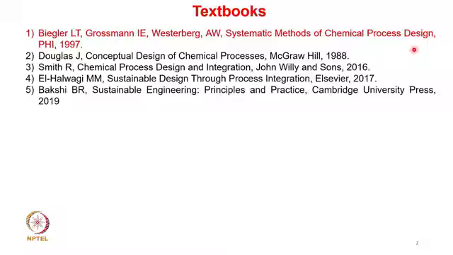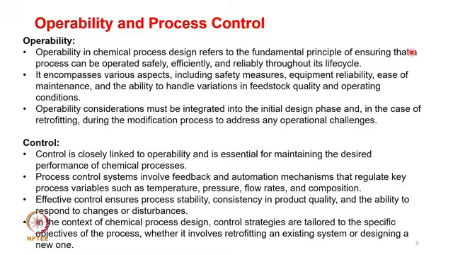So, again if we move on, the textbook that we always use for this particular topic is Wigler, Grossman and Westerberg, Systematic Methods of Chemical Process Design. We will start from where we stopped in the last class. What we were talking about is how design, operability, process control and scheduling are related.